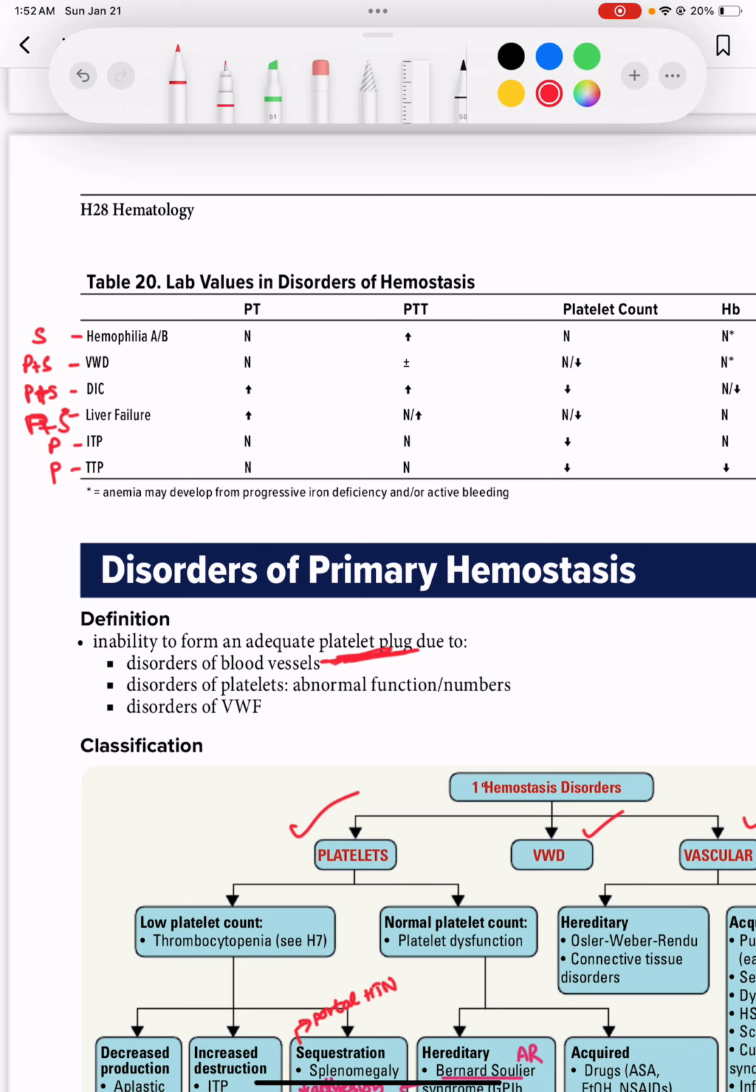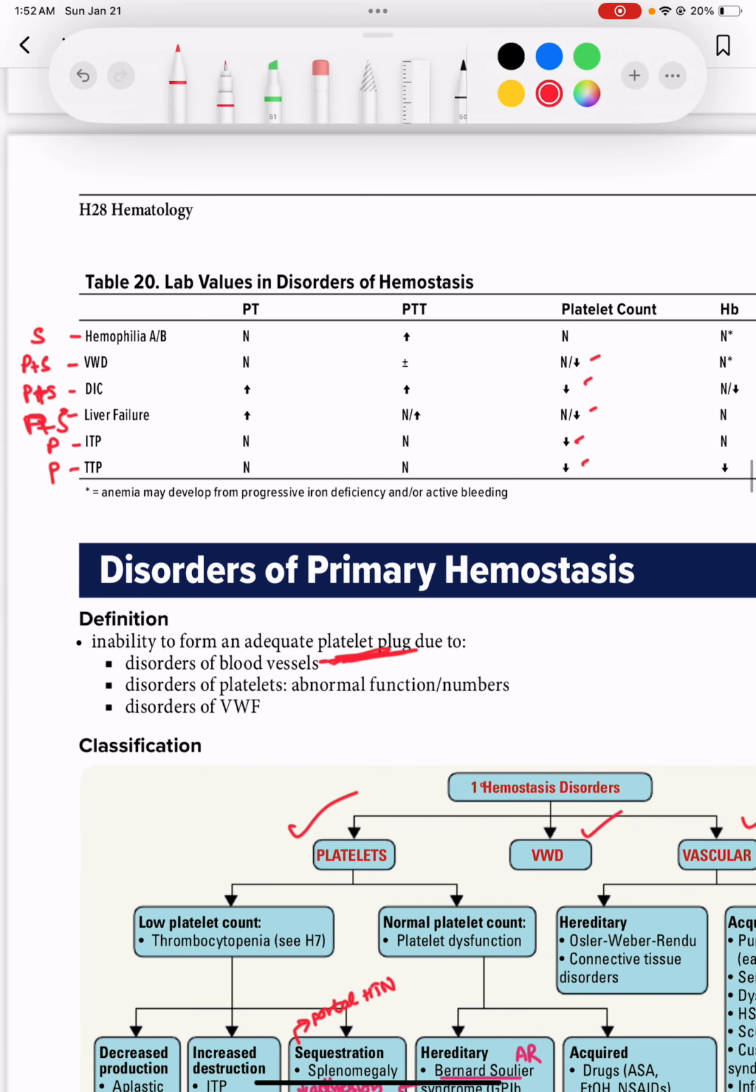Okay, so the ones with just primary would have problems with the platelets, decreased platelets, and right here decreased platelets, and then von Willebrand disease, it could be normal too, and in liver failure it could be normal too, right? Other than that, no platelet problems, right?